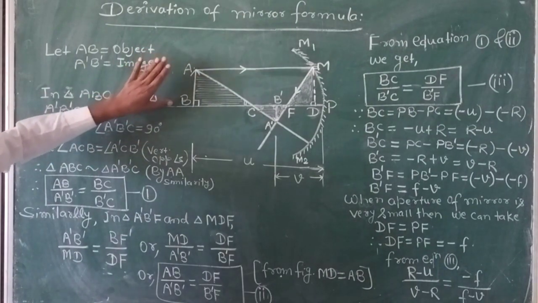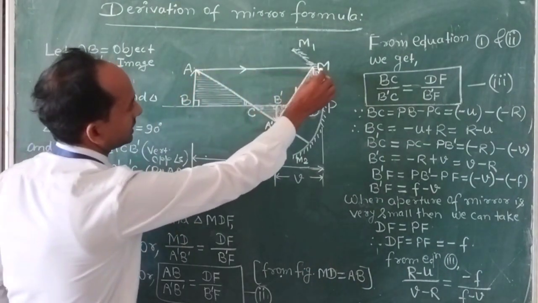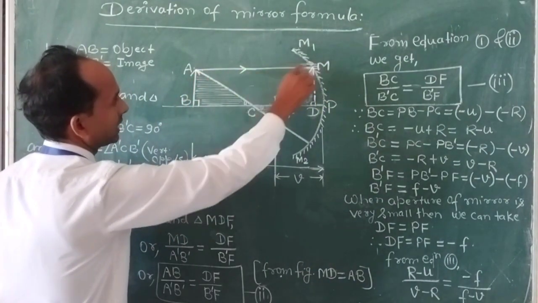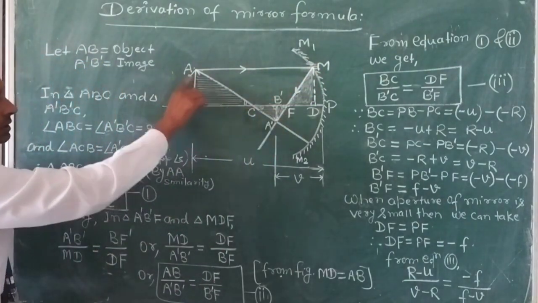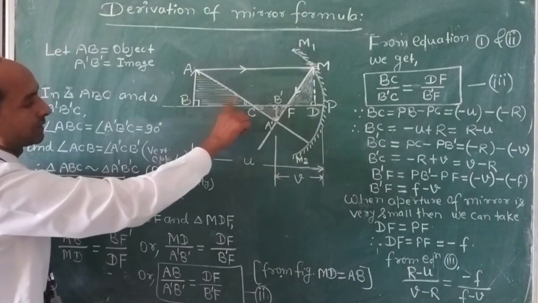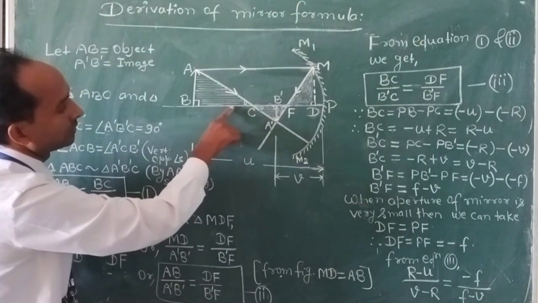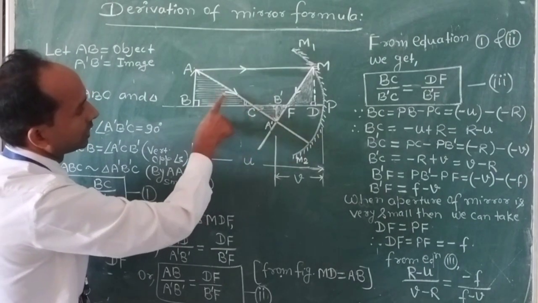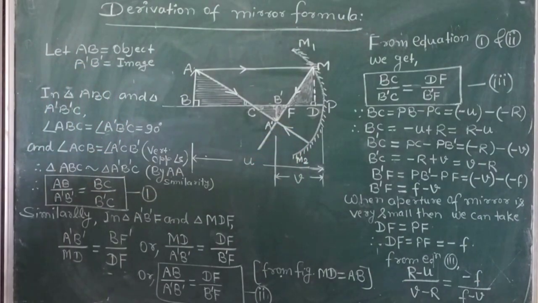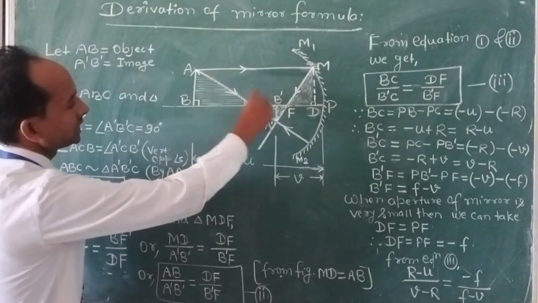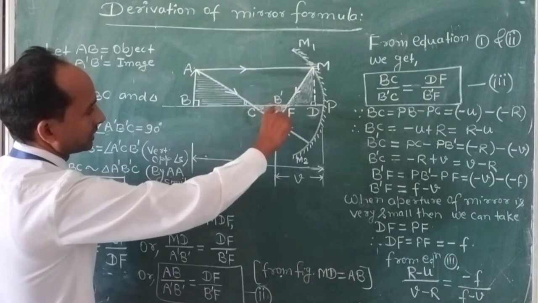The image is formed by this mirror like this: a parallel ray is incident on the mirror at the point A, which passes through the focus, and another incident ray of light which passes through the center of curvature will return back on the same path, and thus the image A dash B dash is formed at this point B dash.